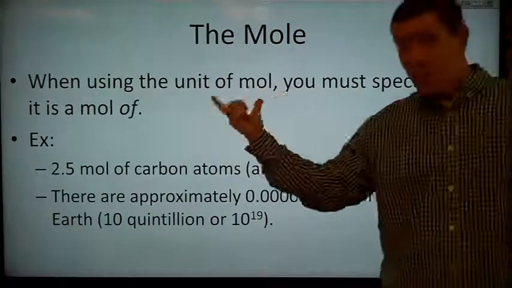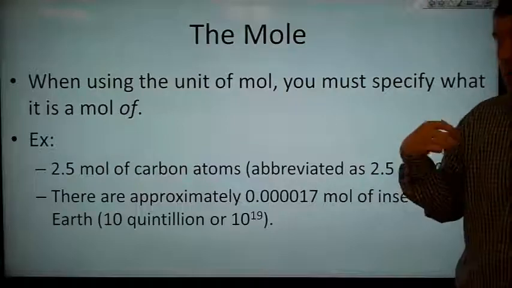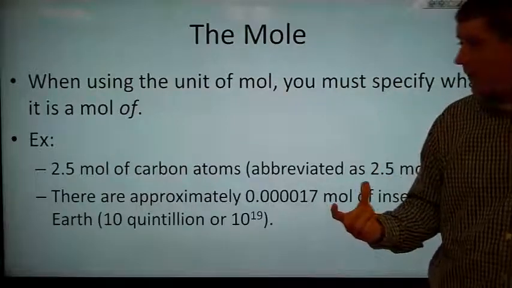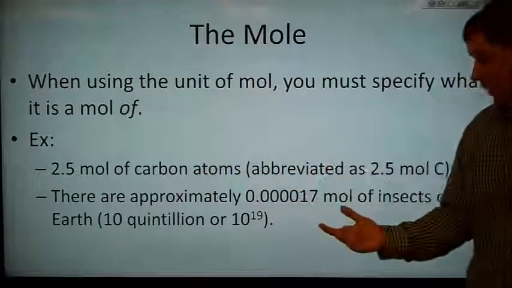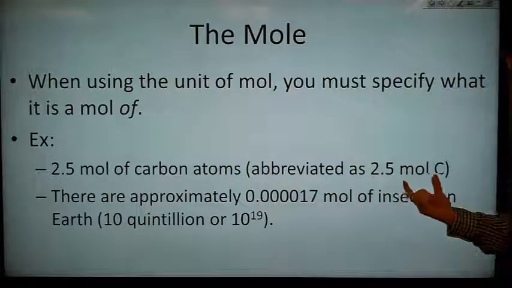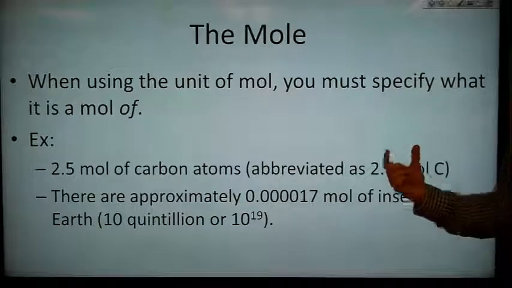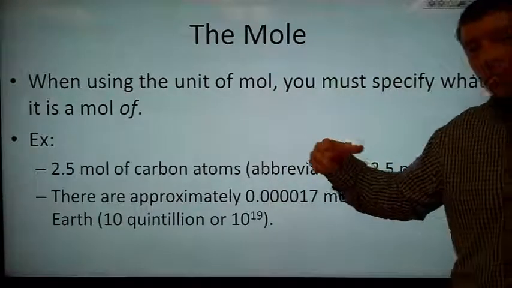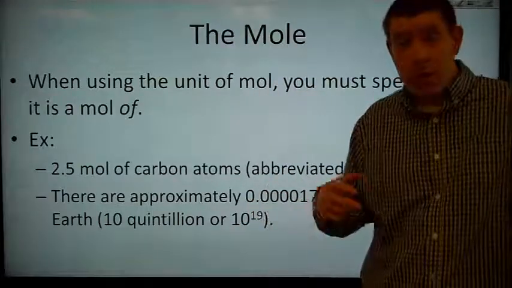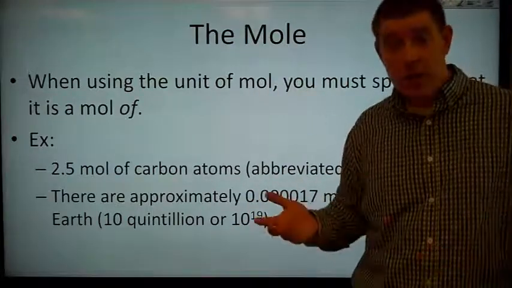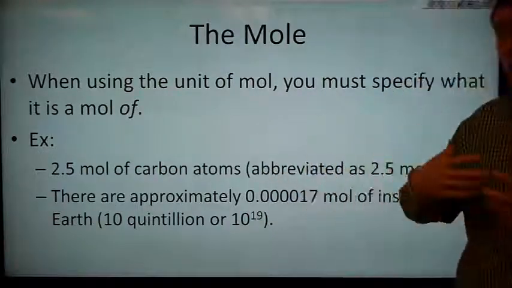So, when we use the unit of mole, we have to specify what it's a mole of. So we have to say something like 2.5 moles of carbon atoms, which may be abbreviated like this: 2.5 moles of carbon, moles of C. But we have to specify what it is. We can't just say 2.5 moles. It doesn't tell us, well, moles of what? Is it moles of water molecules? Moles of oxygen atoms? Carbon atoms? Is it moles of rabbits? We have to specify moles of something.